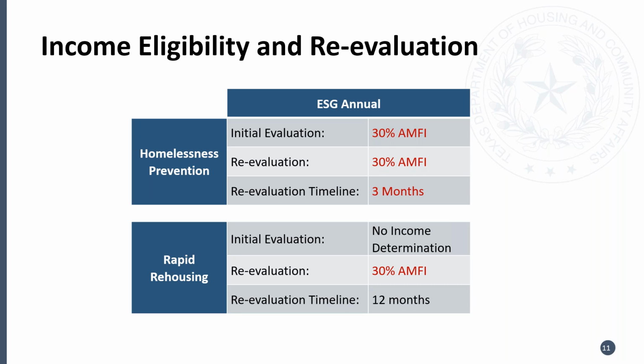For rapid rehousing, income determination upon initial evaluation is not required. However, households receiving assistance under rapid rehousing require a re-evaluation at the 12-month mark. This re-evaluation requires that households have an income at or below 30% AMFI. Next, we'll cover client file documentation.